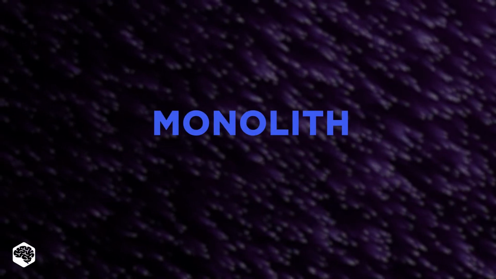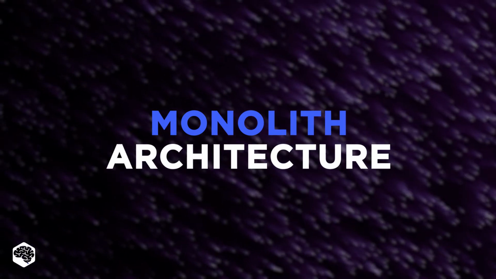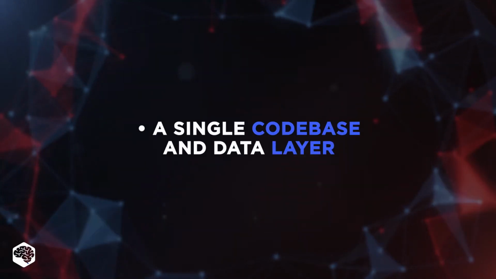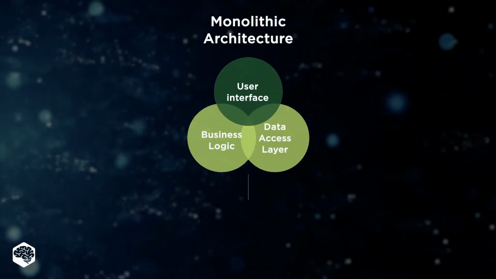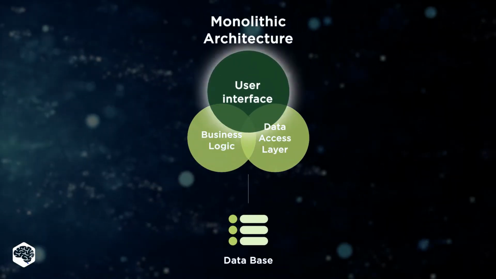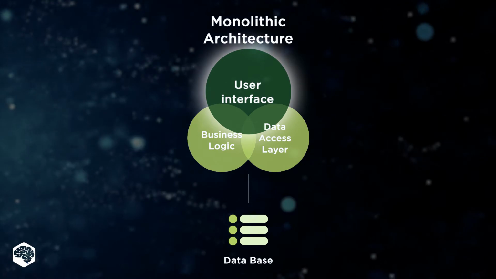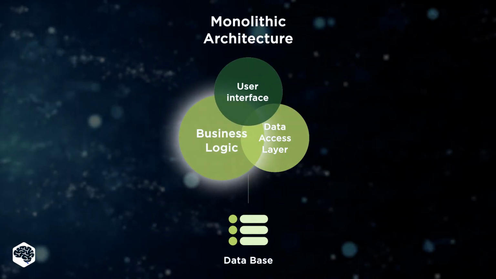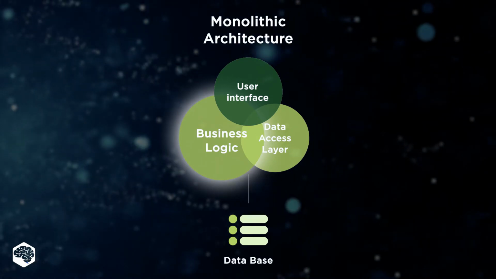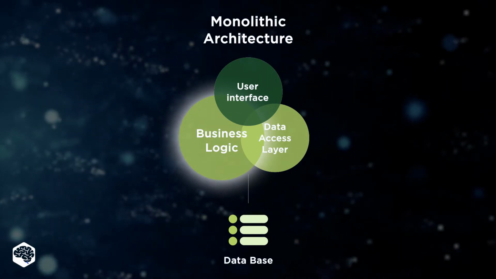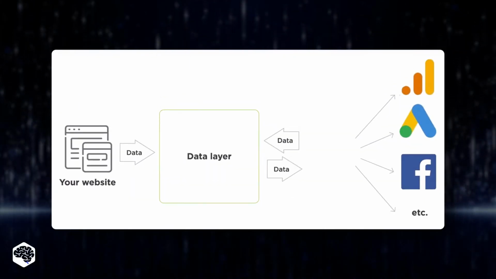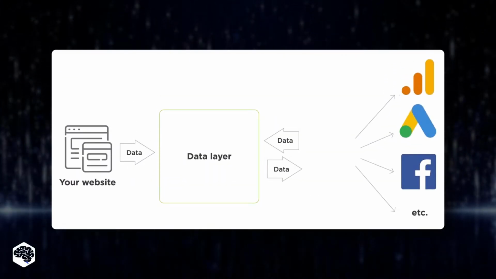What is a monolith architecture? The monolith means having a single codebase and data layer for the entire application. The architecture includes the following components: user interface, responsible for the interface; business logic, responsible for interactions between business objects and methods in which they are handled; and finally, data layer. It defines the rules and methods used for storing, processing, and transferring the data.